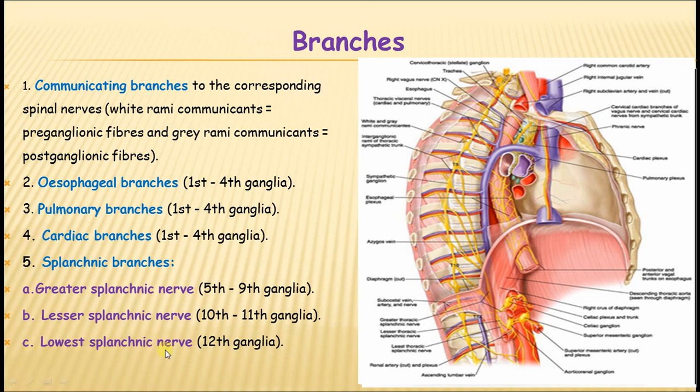The least splanchnic nerve is a very small nerve from the 12th sympathetic ganglion, the last one. It also goes to the renal ganglia, or sometimes it might be absent. So the medial branches of the thoracic sympathetic chain are called the greater, lesser and least splanchnic nerves. You also have medial branches from the lumbar part of the sympathetic chain. They are called lumbar splanchnic nerves.